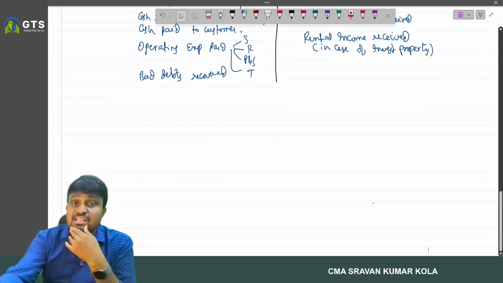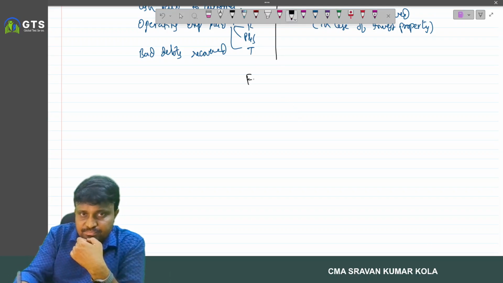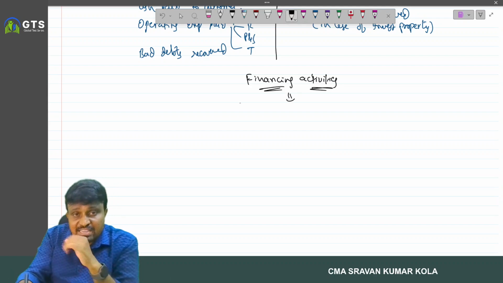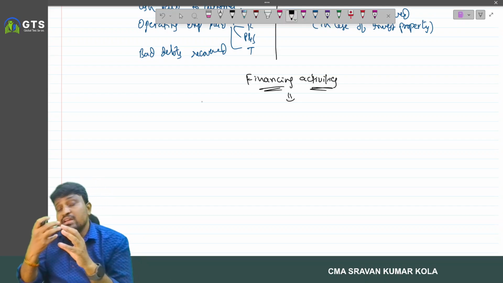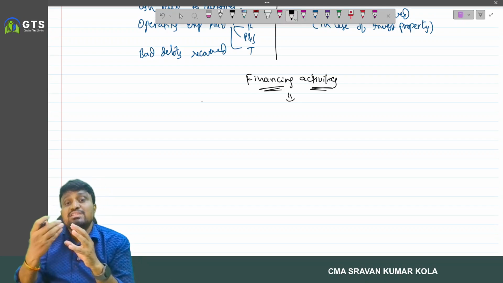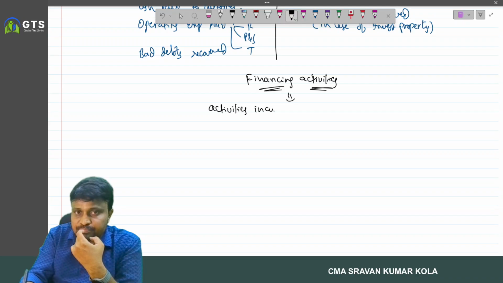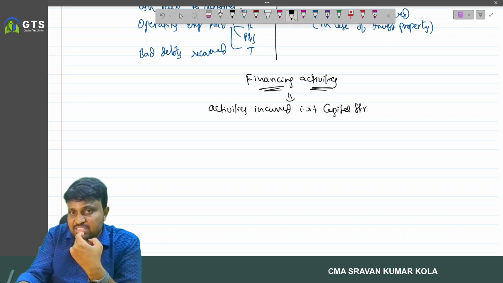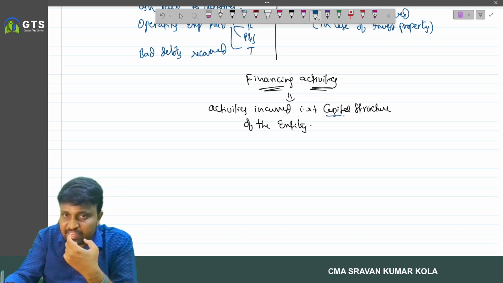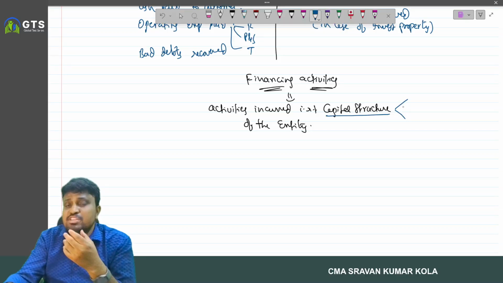And next, another one is financing activity. Financing activities are relating to the capital structure of the entity, meaning any activities incurred in relation to the capital structure of the entity. Generally, capital structure is nothing but a mixing of the capital.